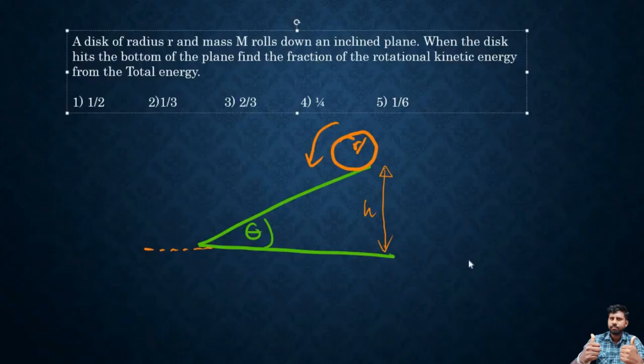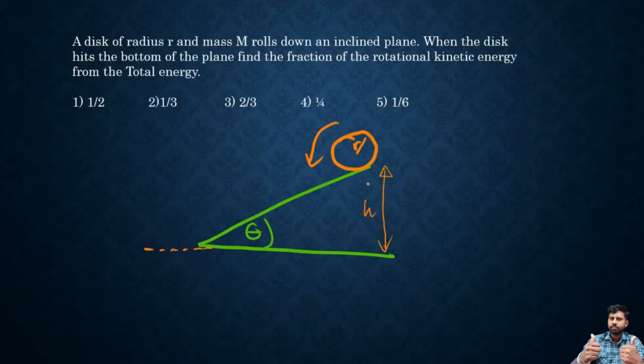Alright students, moving into our very first question. A disk of radius r and mass m rolls down an inclined plane. When the disk hits the bottom of the plane, find the fraction of rotational kinetic energy from the total kinetic energy, right? So what we can easily do is apply conservation of energy for rotational kinetic energy and linear kinetic energy. Let's apply the equation.